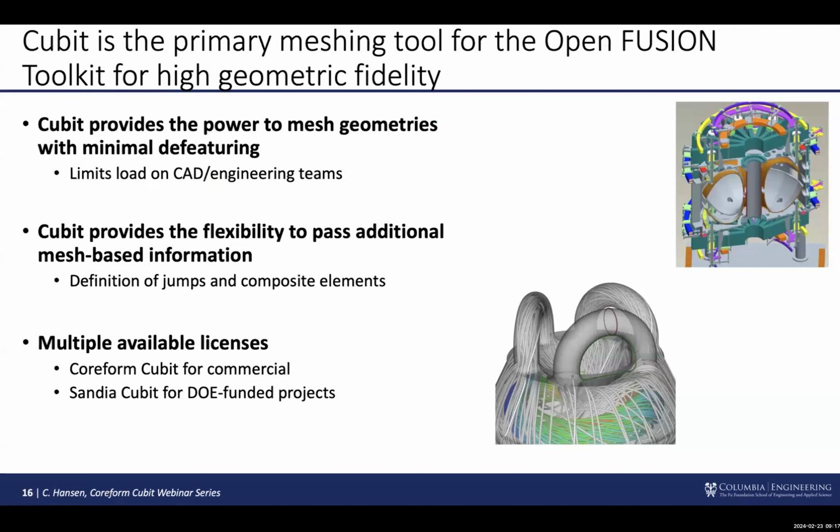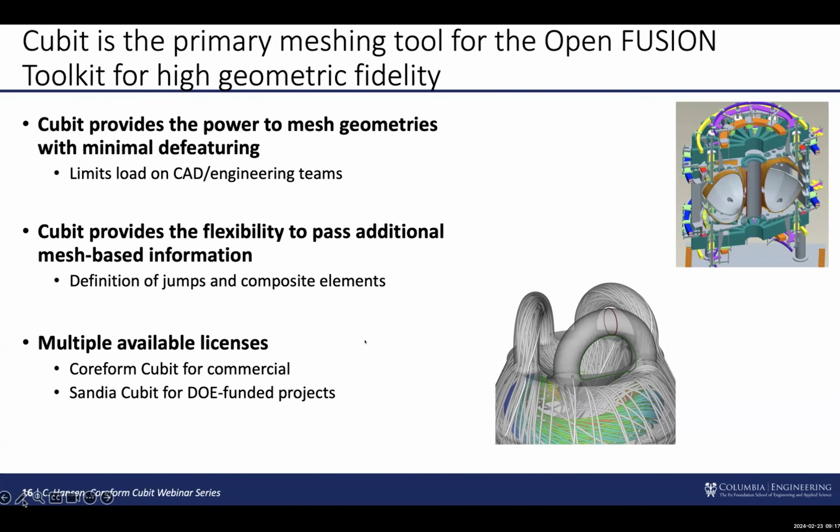So Cubit is the primary meshing tool we use for Open Fusion Toolkit. And this allows us to get high geometric fidelity. So it provides the power to mesh geometries with minimal defeaturing, which limits the complication of interaction with CAD and engineering terms. Oftentimes, we get a whole CAD model like this, but of course, we're only interested in some select features. So it allows us to defeature and build the mesh we need.